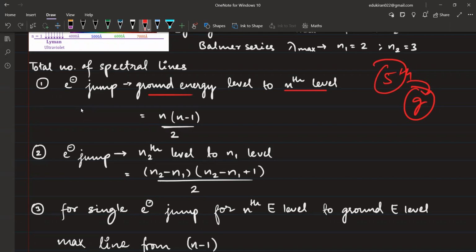Now, if it is going from n2 level to n1 level, जैसे उन्होंने बोला 5 से कहाँ jump कर रहा है?